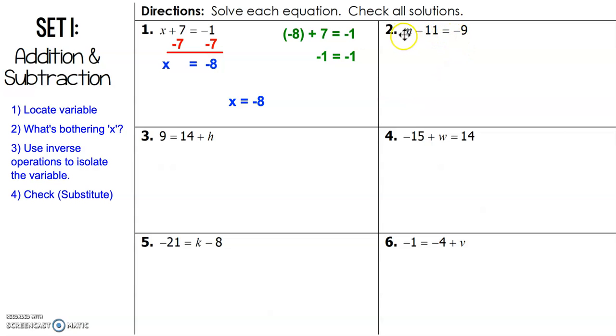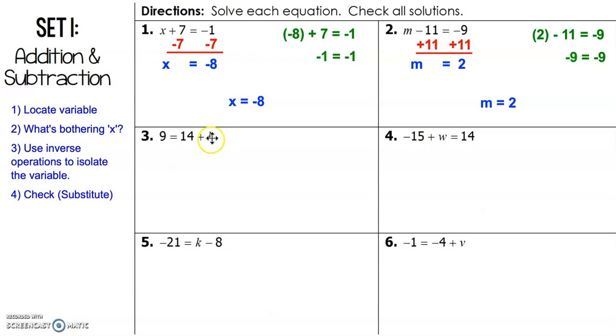Here we've located our variable as m. What's bothering m? Well, we have subtracted by 11. So we need to add 11 to both sides to undo that minus 11. So m equals +2. So let's plug 2 back in to check our work. 2 minus 11 is equal to -9. So we got it right, and so our m value truly is +2.